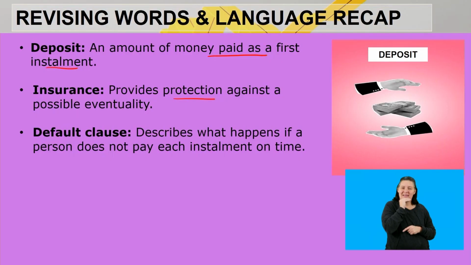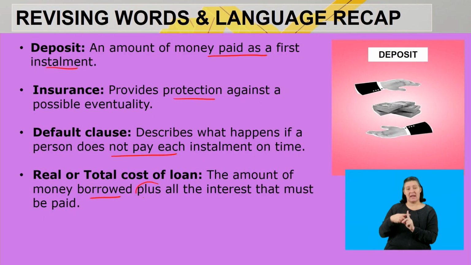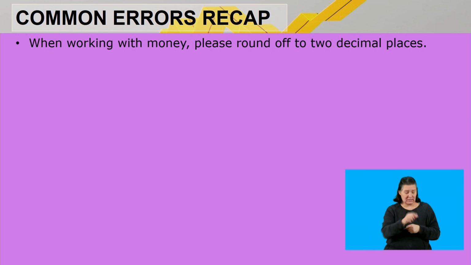And what is a default clause? A default clause describes what happens if a person does not pay each installment on time. So that's basically a guiding factor there. Then we looked at real or total cost of a loan. Here we indicated that it is the amount of money borrowed plus all the interest that must be paid. Then I would like you to please pay special attention to the following.